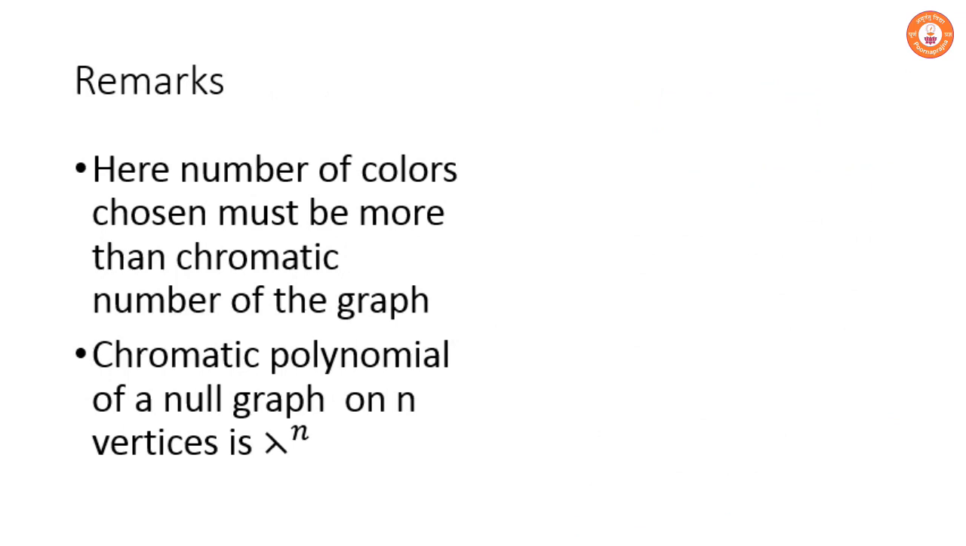We'll see some observations here. If there are no edges in a graph, then it's called a null graph. Each vertex is independent in choosing the colors. So each vertex can be colored in lambda ways. Therefore, if there are n vertices, it can be colored in lambda power n ways. The number of colors we choose must certainly be more than the chromatic number.